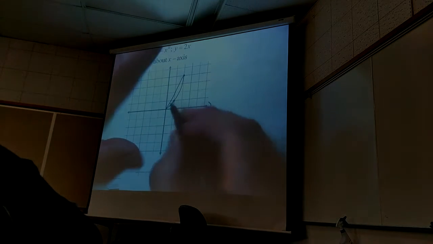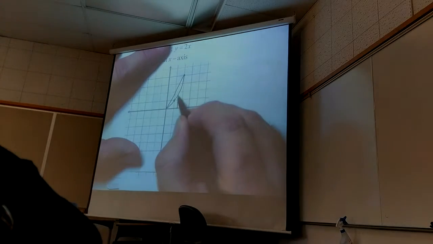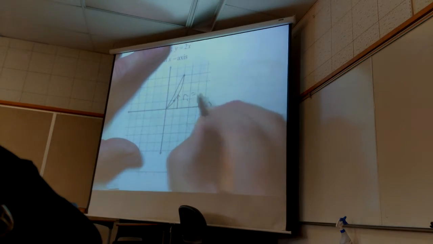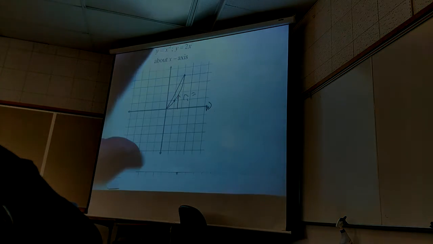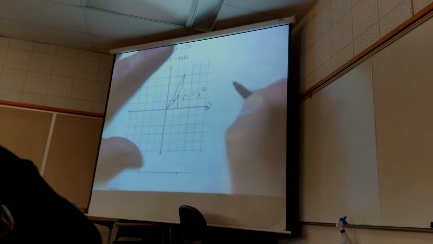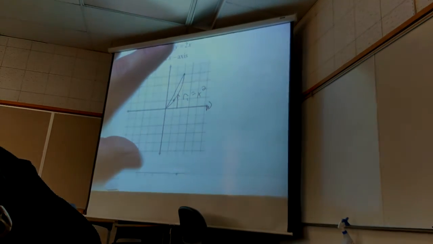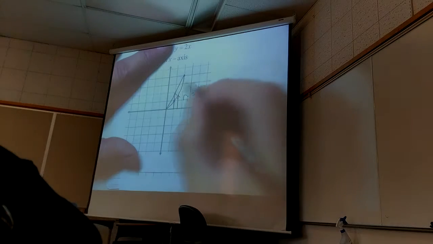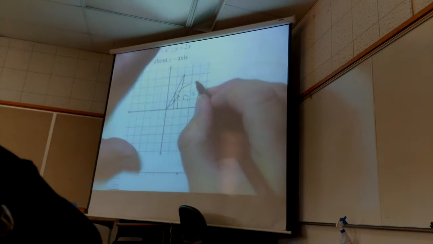Rotate around the x-axis. What's my inner radius going to be? Come on now, where did I stop? Stopped at x squared. I mean, that's all there is to it, right? That's why you don't want to skip the step of sketching it, and then you don't want to skip the step of actually putting the radius in. So what's the outer radius? You go out to the outer edge. The outer edge there is 2x.